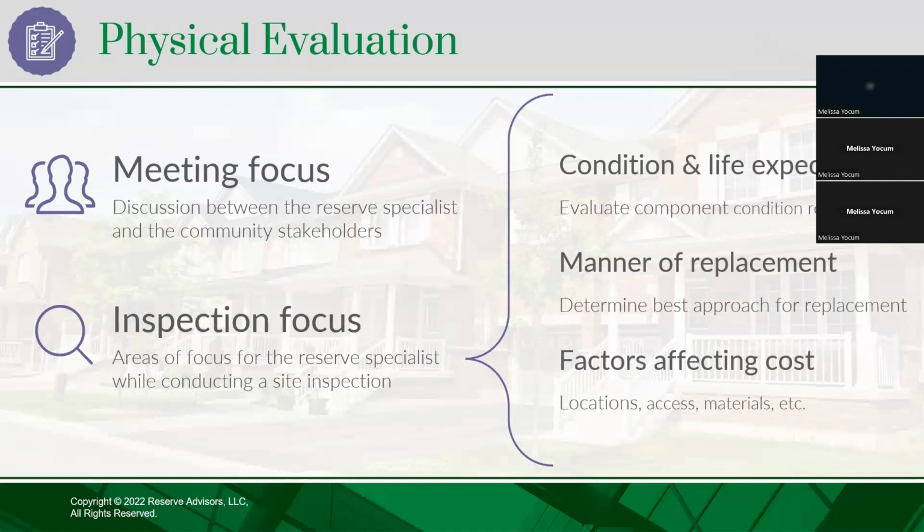After that meeting and we're all aligned on the reserve components, the next step is that inspection. So what is the engineer doing during the inspection? Well, that's where we're evaluating all of those components, right? So we're looking at the condition of the components. What condition is the retaining wall in or the pool furniture? And then based on the materials used, what is the typical useful life that we would usually see? So a timber retaining wall has a different useful life than, say, a masonry retaining wall, right? So what's the life expectancy based on the materials? And then based on the condition, what's the remaining useful life?